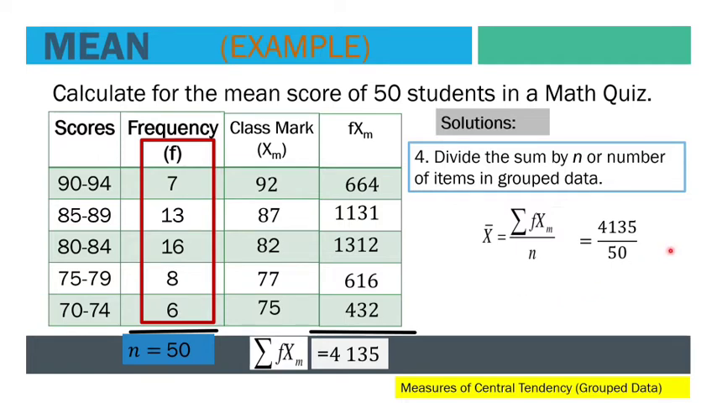Okay, let's use our calculator again to finally find the value of the mean. So 4,135 divided by 50 will give us 82.7. So that's the value of the mean for this data.